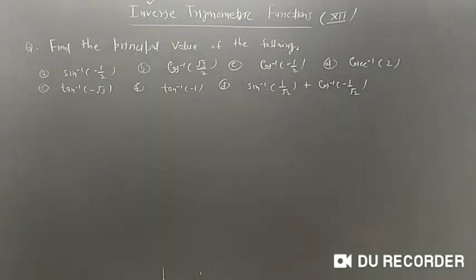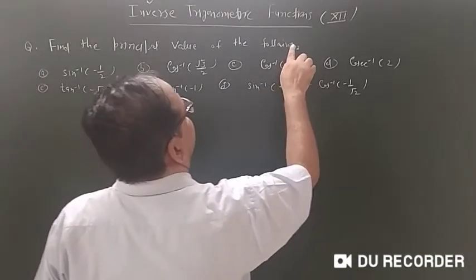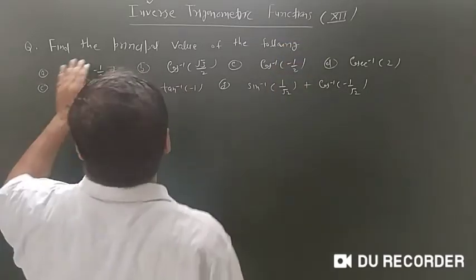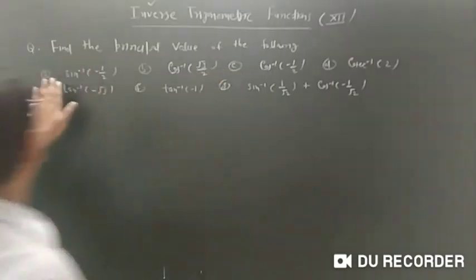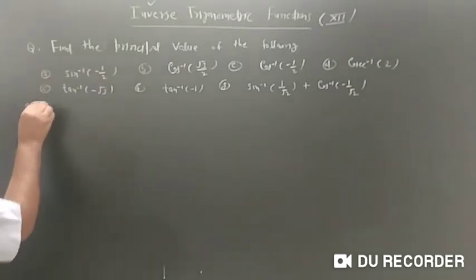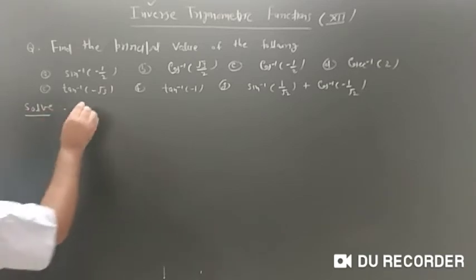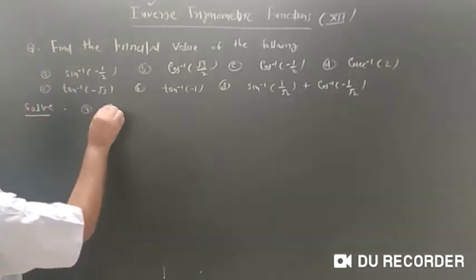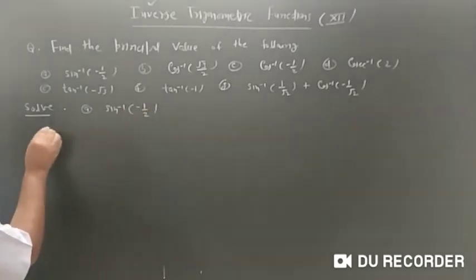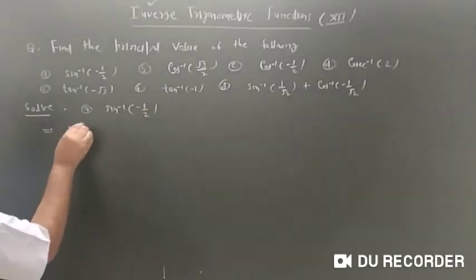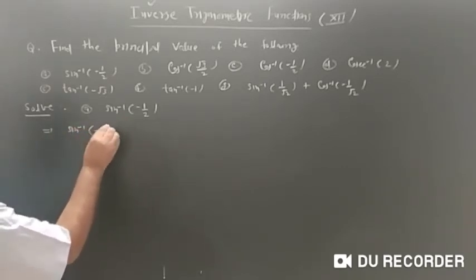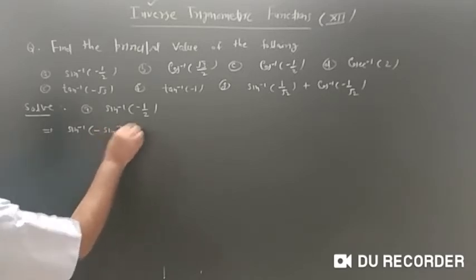Now I am taking some problems based on principal values. Find the principal value of the following. The first question is sin inverse of minus 1 upon 2. So how can we solve this type of question? Part A, sin inverse of minus 1 upon 2. First start with sin inverse. It's a basic concept: the value 1 upon 2 in sin is sin pi by 6.